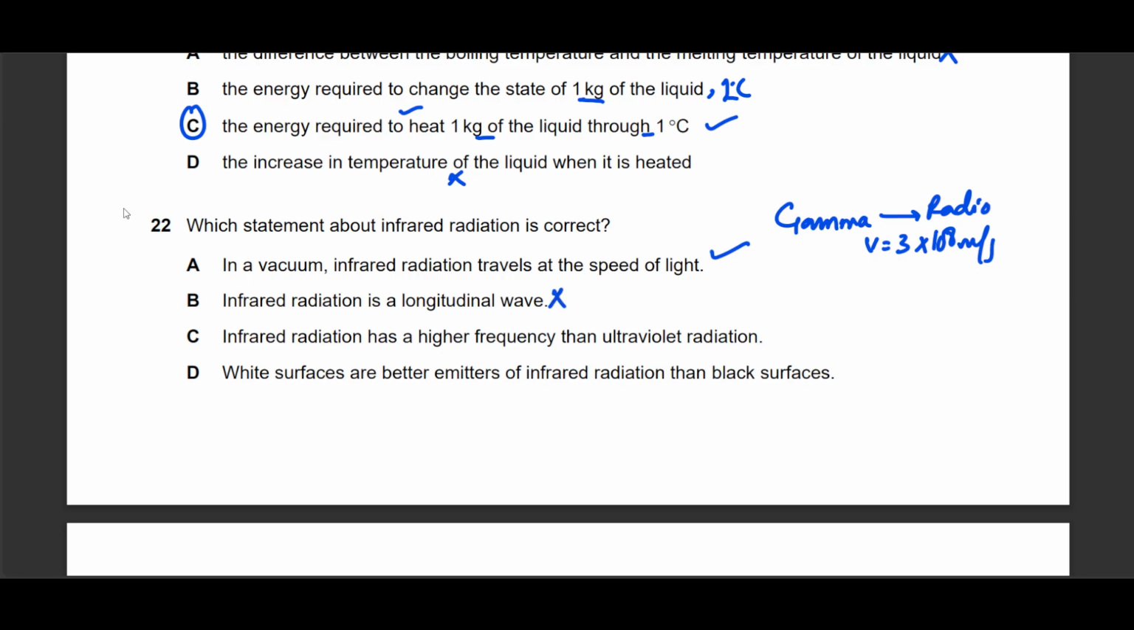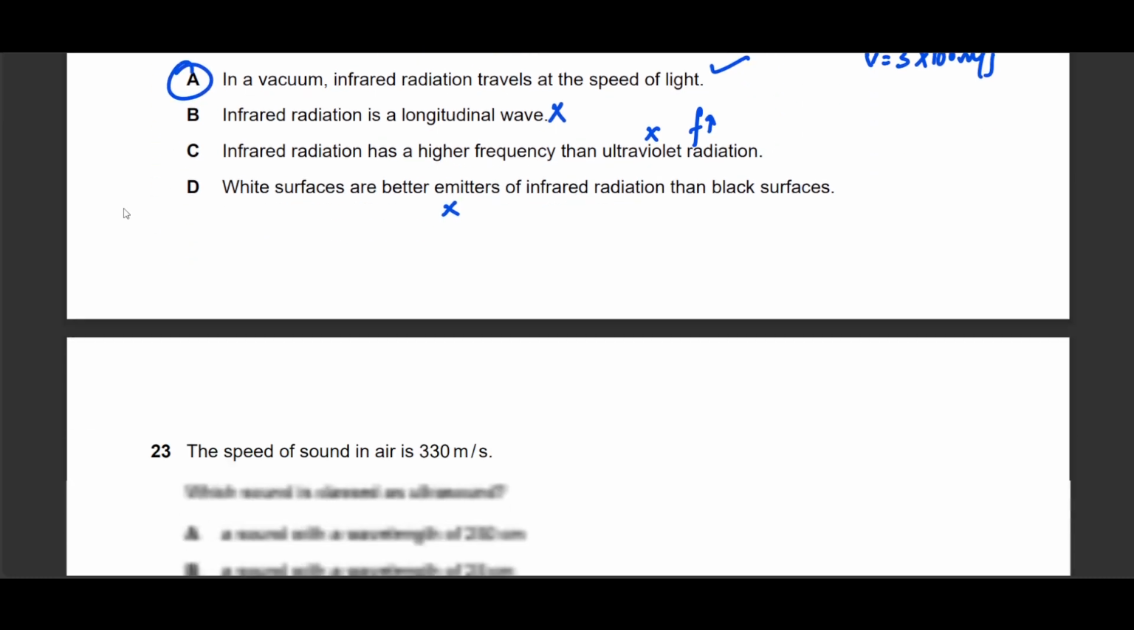Radiation, no, it's a transverse wave. Sound waves are longitudinal waves. Infrared radiation has a higher frequency? No, ultraviolet has a higher frequency because it's higher up in the range. White surfaces are better? Again, an inherently wrong statement. White surfaces are poor emitters and poor absorbers. So the best answer is going to be option A.